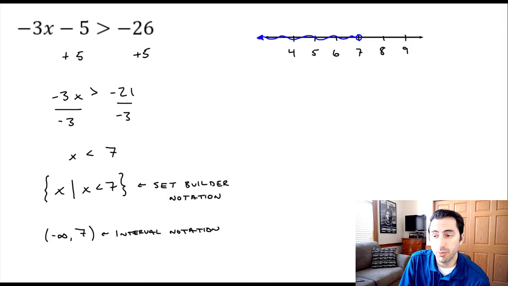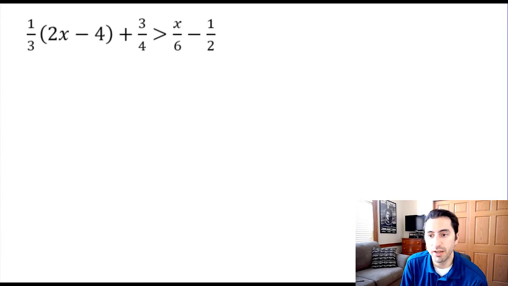Let's try one more example. This one's a little bit more complicated, and it involves some fractions. But we do have ways that we can work with inequalities like this that make it relatively straightforward. So the first thing I want to do is get rid of all these fractions in one simple step. And to do that, I'm going to multiply both sides of this inequality by the common denominator of all of these fractions.